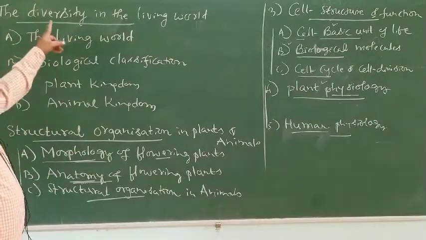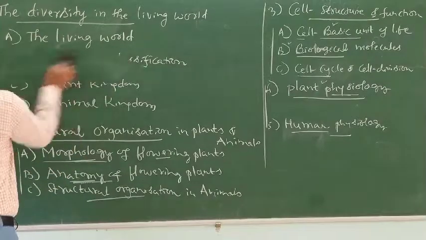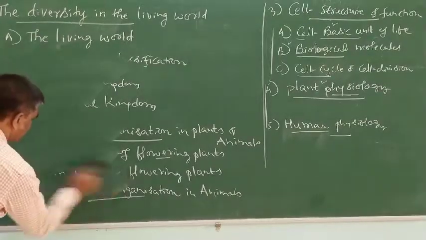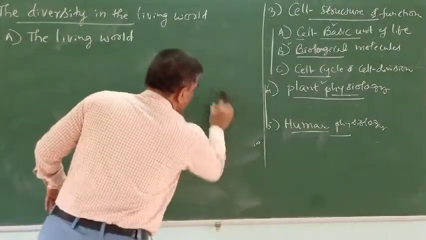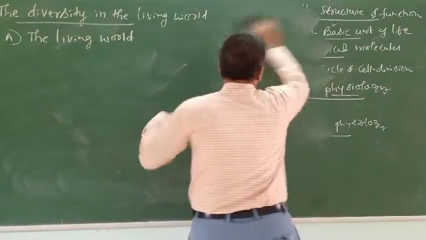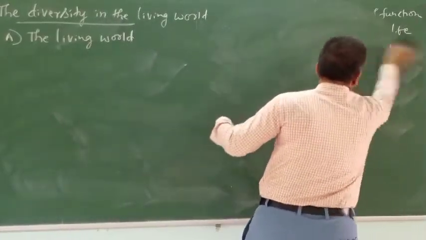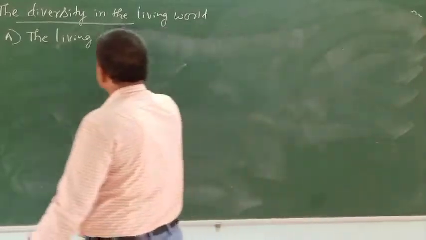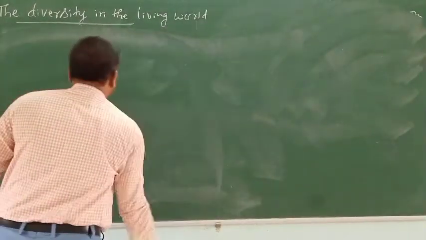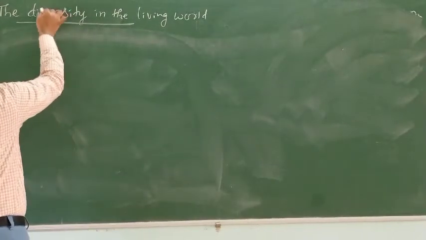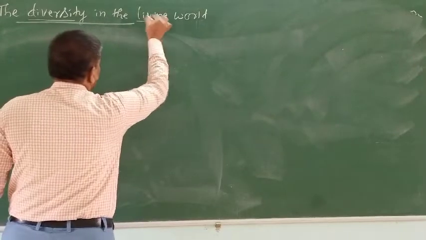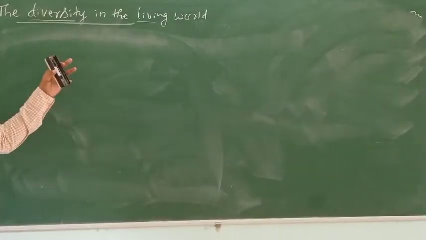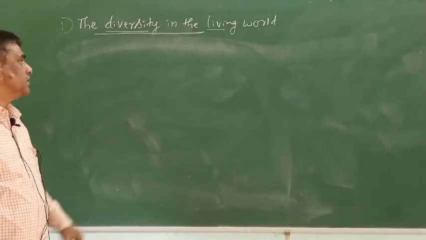Diversity in the living world. Let us start with this unit. Now, diversity in the living world. I wanted to clarify certain things here. You have to understand different meanings of different words here. First of all, you have to understand what is the meaning of diversity and what is living. These are two words for which you should get a meaning. You have to understand the meaning.